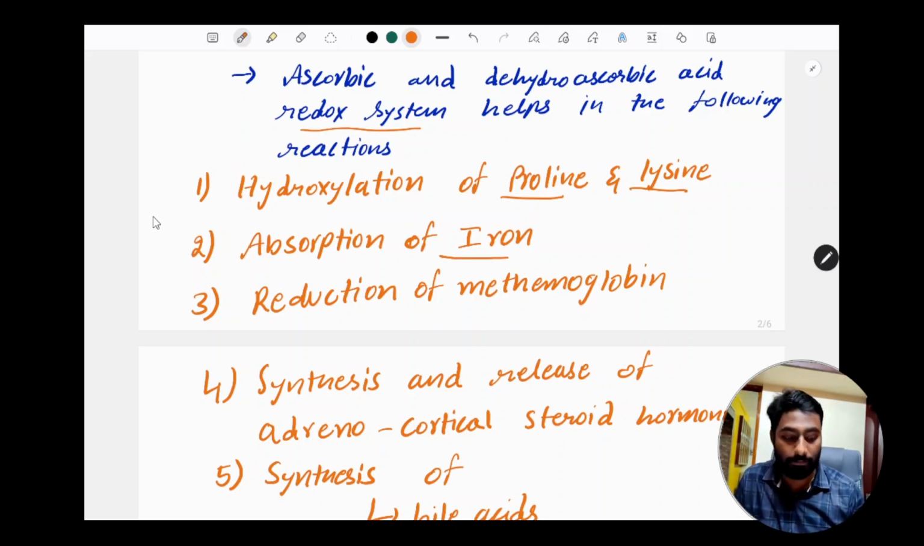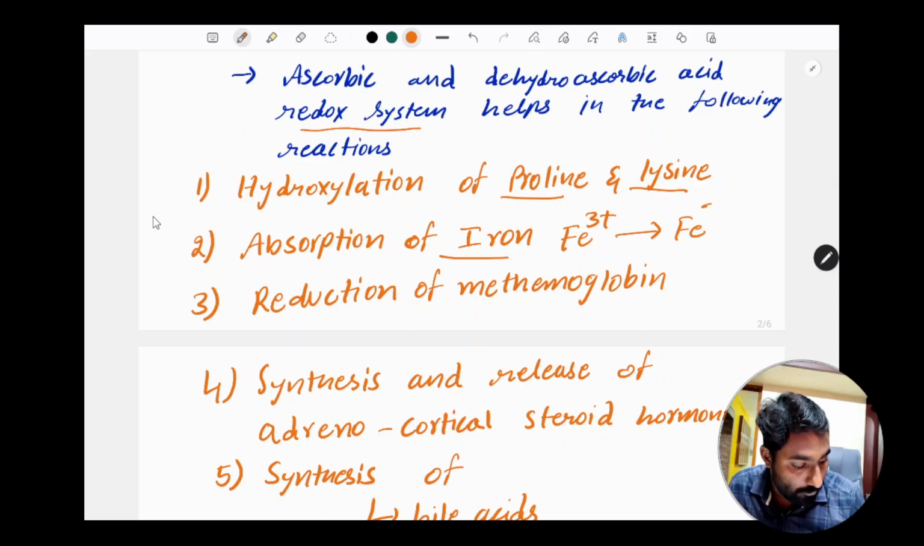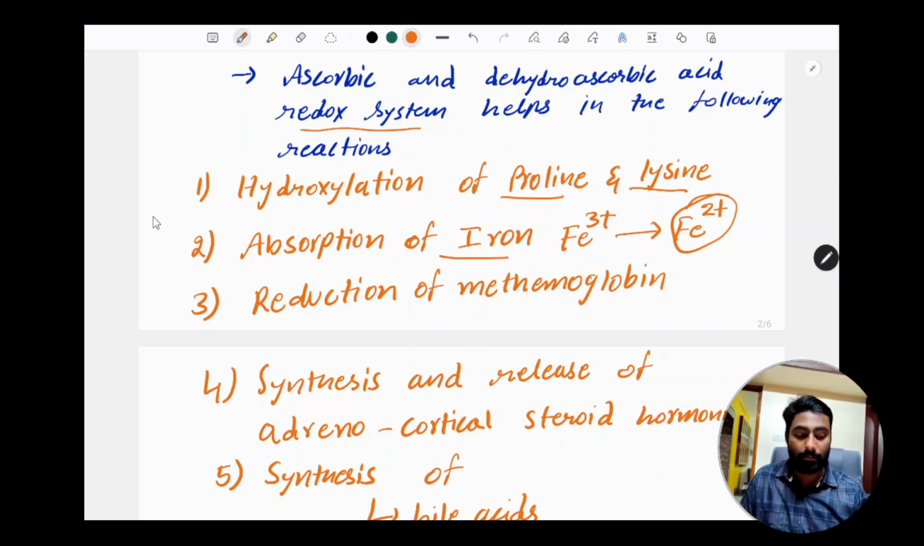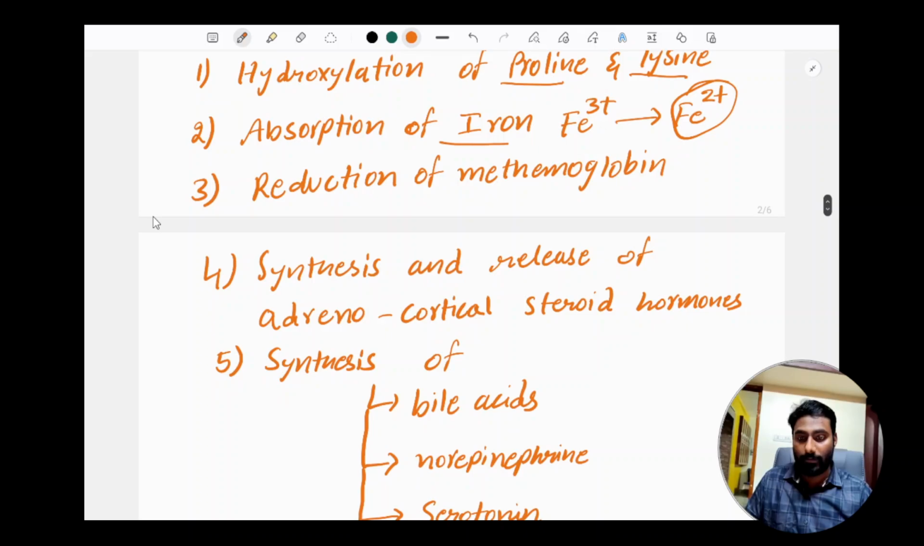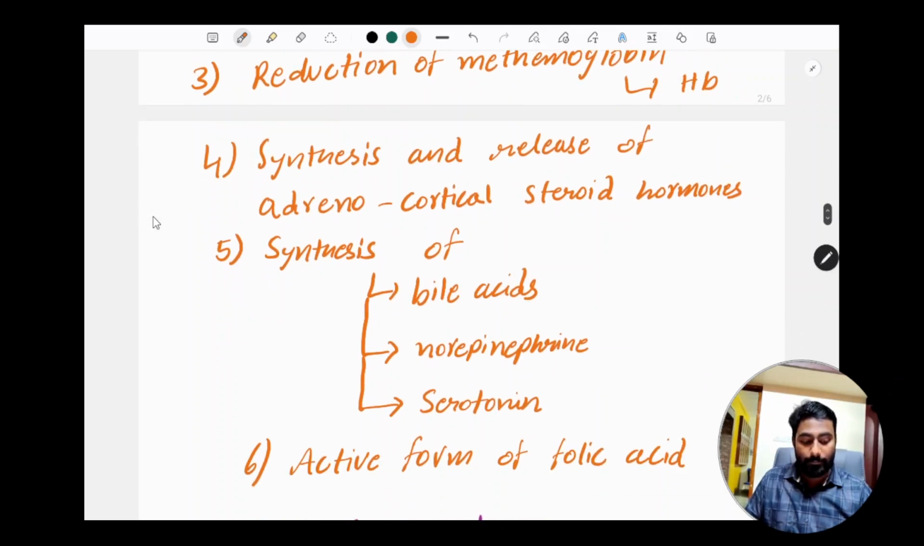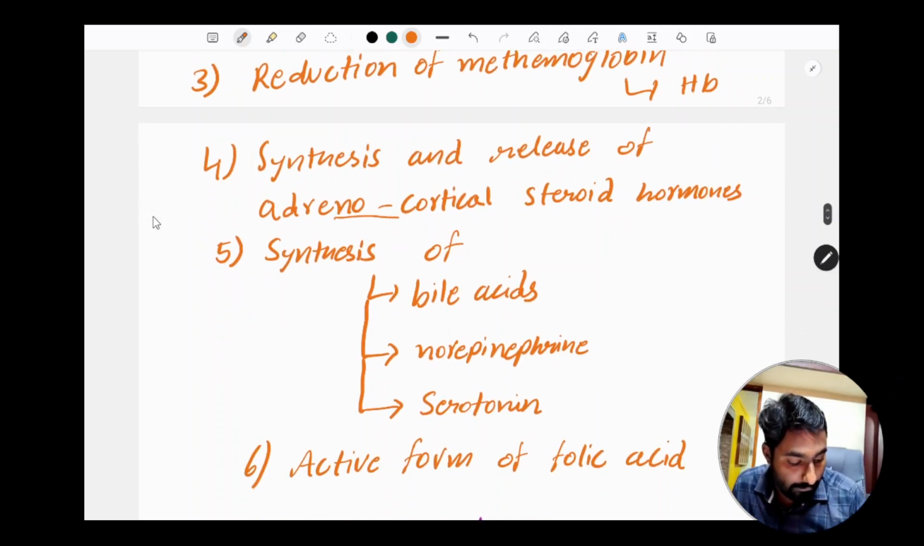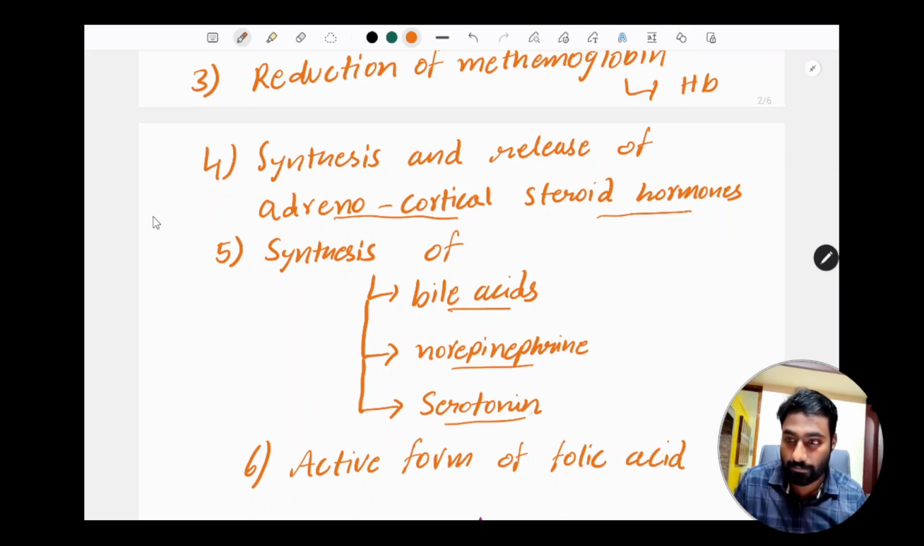What is vitamin C doing in iron absorption? It is converting Fe3+ to Fe2+, ferric form to ferrous form, so that it is absorbed from the intestine. It is reducing methemoglobin to hemoglobin, and it helps in the synthesis and release of adrenocortical steroid hormones. It helps in the synthesis of bile acids, norepinephrine, and serotonin.